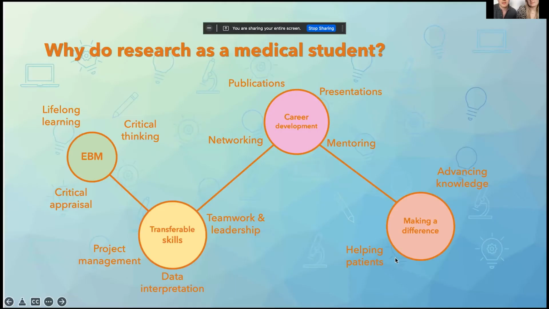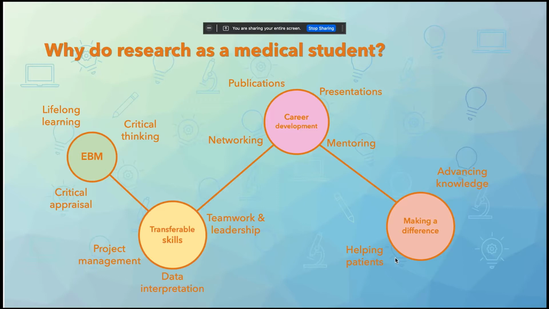I'm sure all of you, having come to this talk, have decided that you've got at least a baseline level of interest in getting involved in research as a medical student, but I thought it'd be useful for us to talk about some of the different things you can get out of it, because it's not always obvious. You can see here we've got EBM, which stands for evidence-based medicine. It's the way we practice medicine today, and being committed to evidence-based practice means being committed to lifelong learning. Engaging in research projects will gear you up well for this, and it will help you with your critical thinking skills as well as your critical appraisal skills.